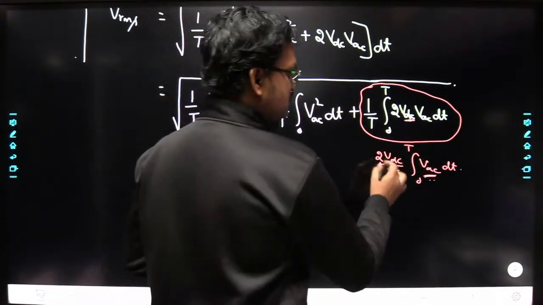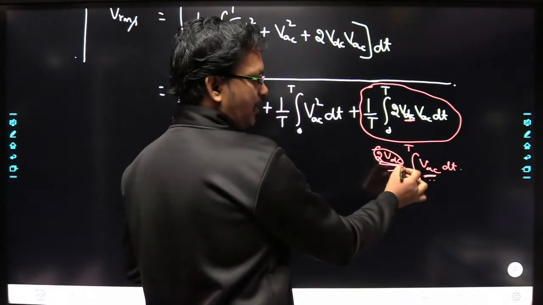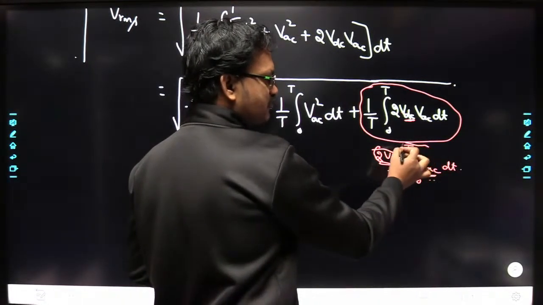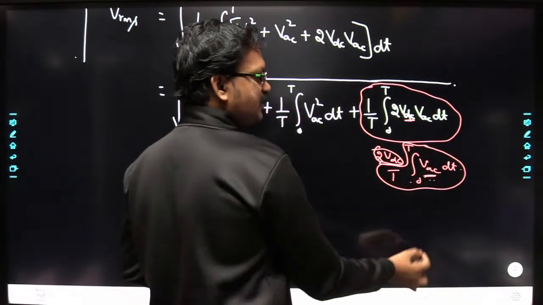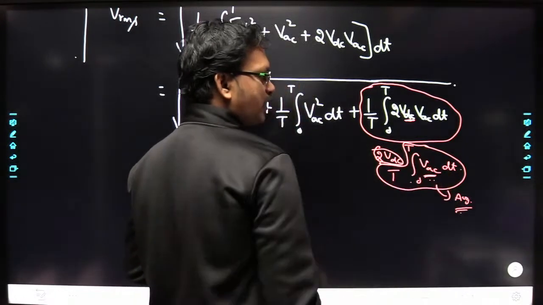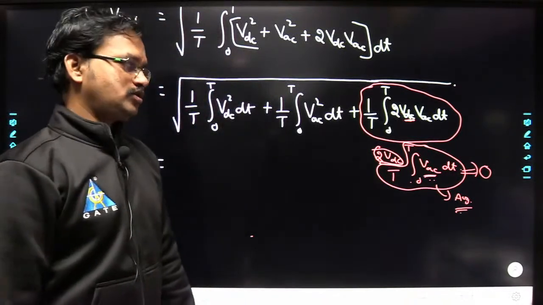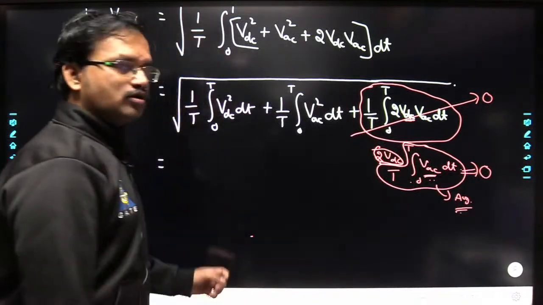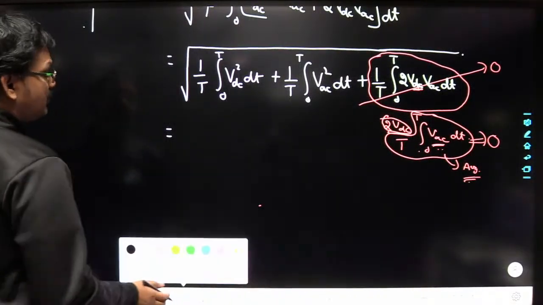If you take this 2 Vdc separately, you are having 1 by T integral 0 to T Vac dt, which represents the average value of the pure AC signal. So this term will go to 0, and that means this total term will go to 0.